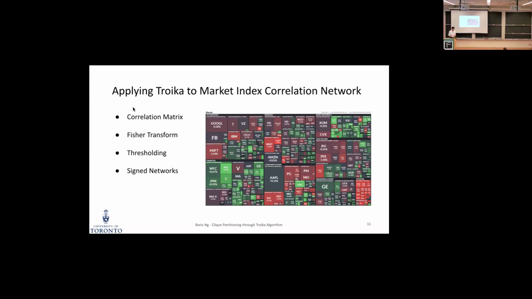This analysis uses sign networks, each generated from a pruned correlation matrix on the constituents after applying the Fisher transformation and also setting a threshold of 2 standard deviations. In these networks, the constituents are represented as nodes and the correlations between them as edges. And by utilizing the partitions returned by Troika, we can evaluate the changes in the correlation within the S&P 500 over the last 5 years.